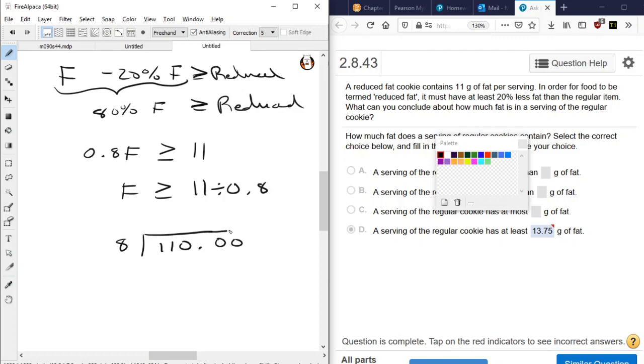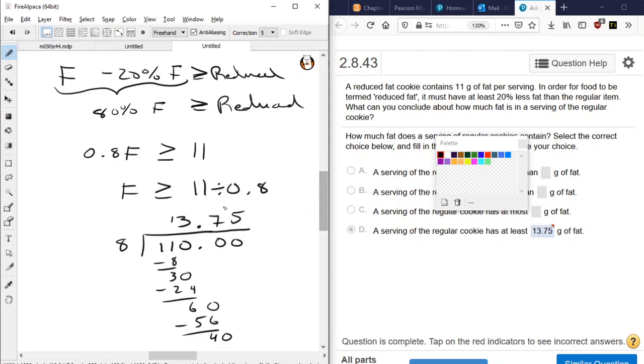It looks like we're going to 2 decimal places. So 8's going to go into here once. 8 goes into 30 3 times. 4, 6. 60 is 7, so 60 minus 56 is 4, 0, hey, 5.